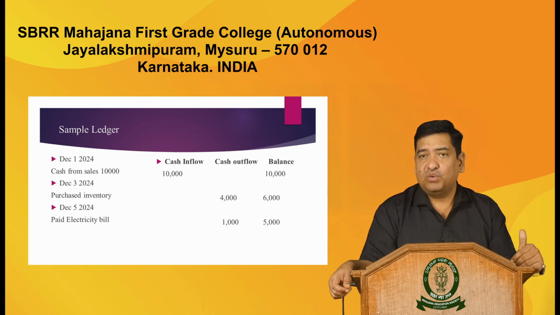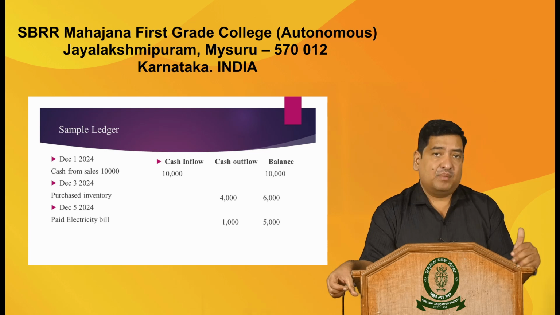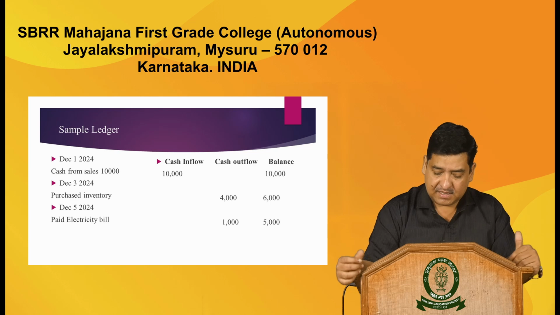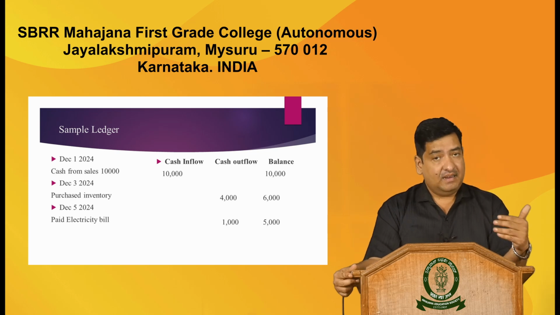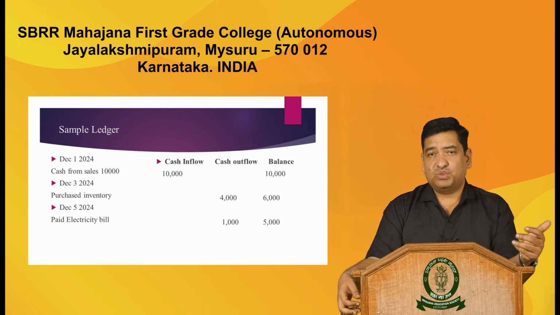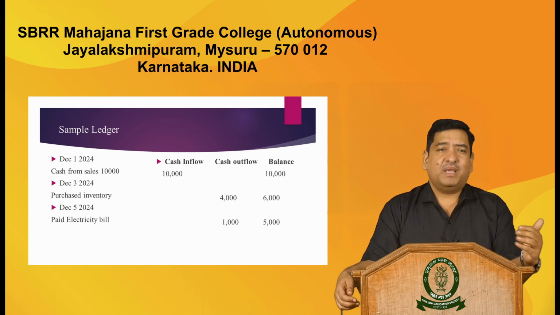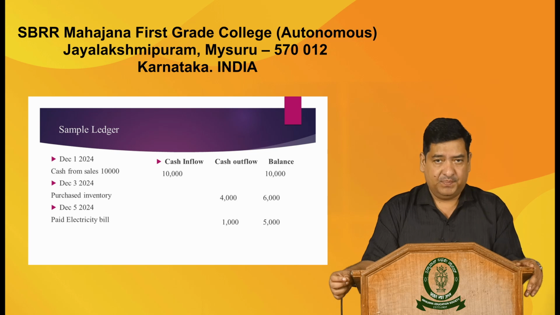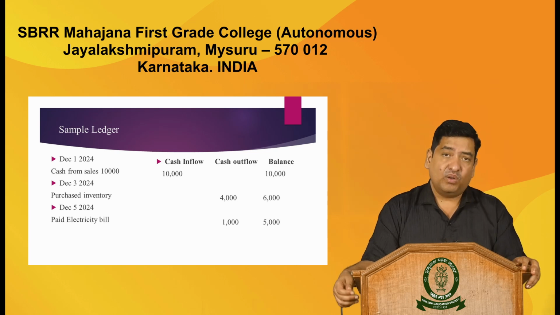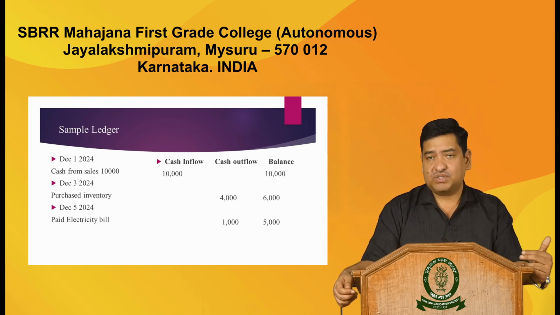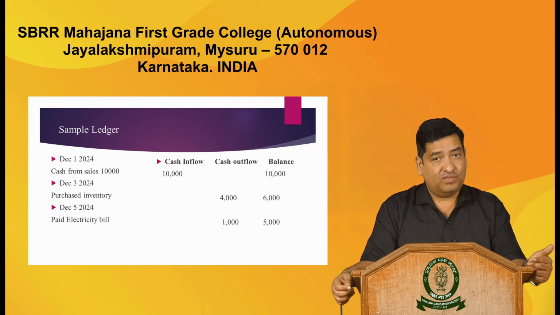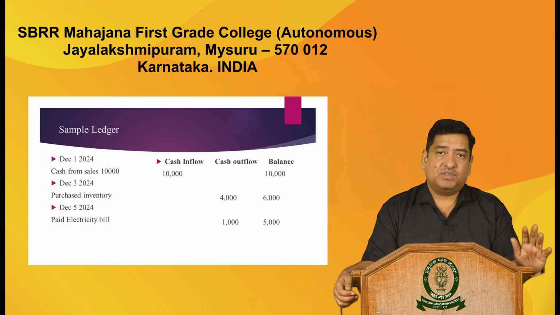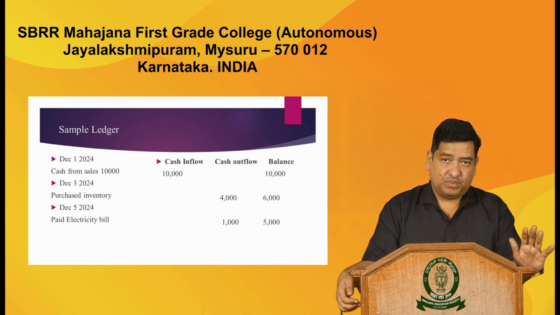So cash outflow will be 4,000 and the balance will be 6,000 rupees. That is 10,000 minus 4,000. And again, the next day or after 2 days he's going to make some expenses. Say for example, he's going to make an expense of electricity bill. So he has paid an electricity bill of 1,000. So again, cash is going out, cash outflow. And what is the balance left out? The balance left out will be 5,000 rupees.